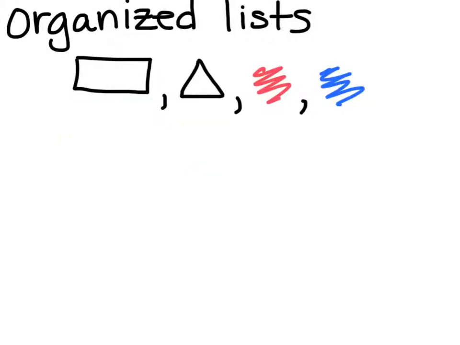Let's first explore using organized lists to find the number of possible combinations. Marion is going to paint a rectangle and a triangle. She can paint each shape red or blue. There are different ways or combinations that she can paint the shapes.